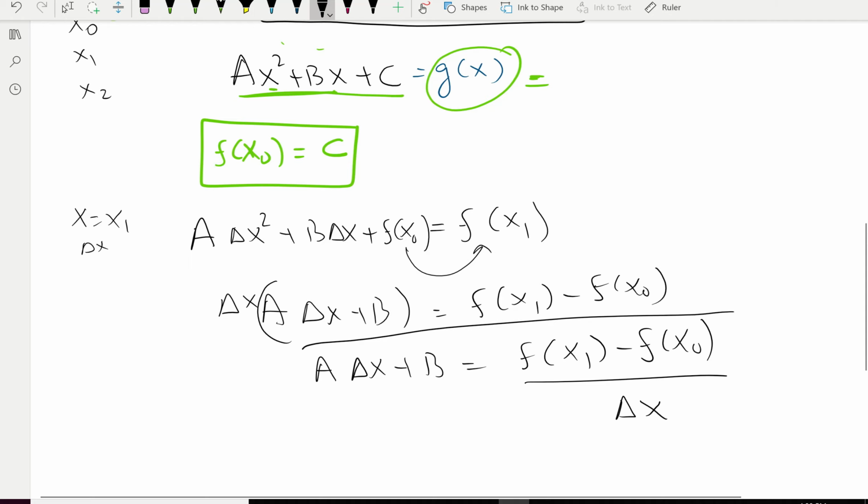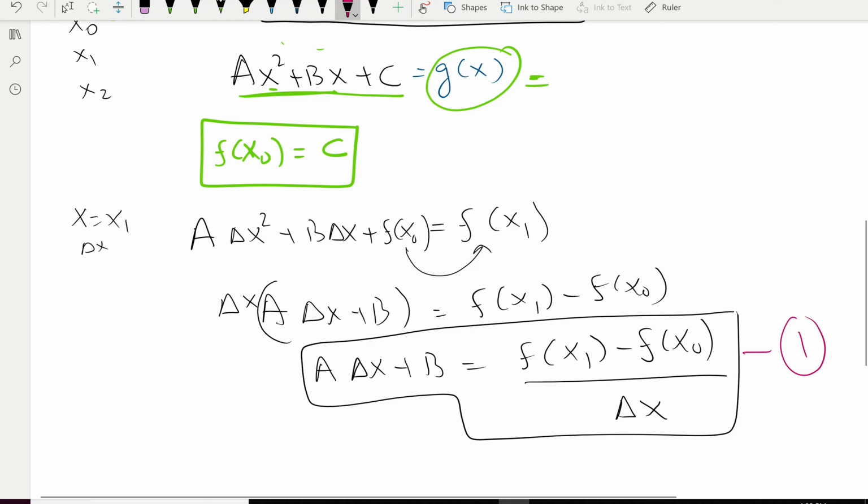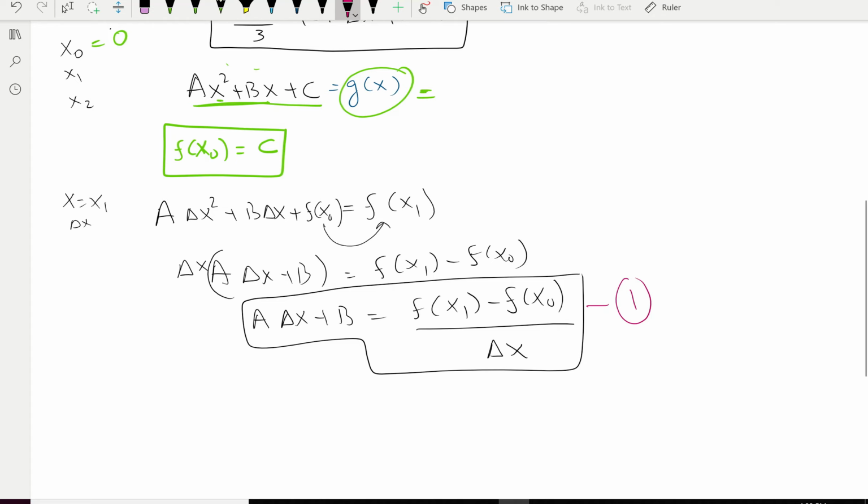So this is one equation, because we cannot solve for a and b here, right? Because we have two unknowns. Now let's use the other point. Remember, we have another point.